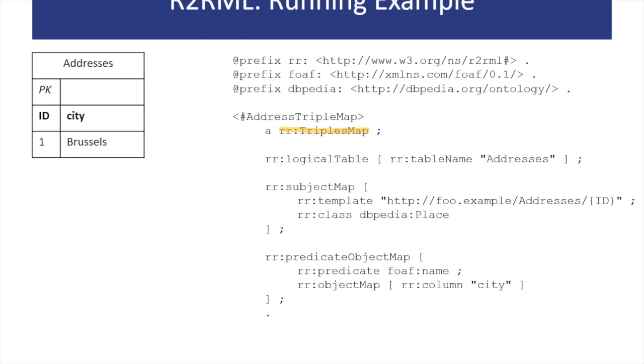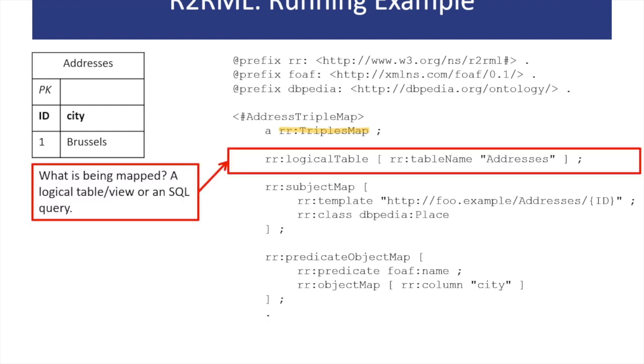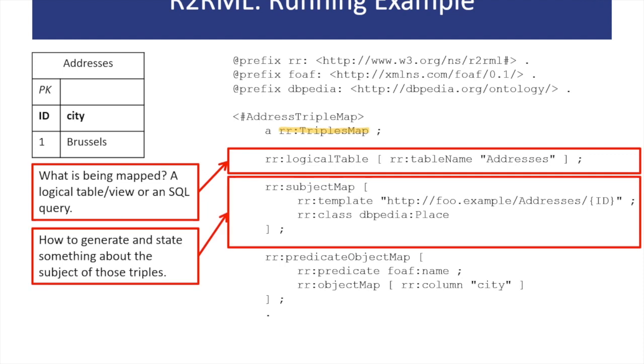First, we have the logical table, which can either be a table name, and the table name can contain names of tables or views, or an SQL query. We will see an example later on. That is mandatory. Otherwise, the triples map does not know what to transform. A triples map must contain a subject map.